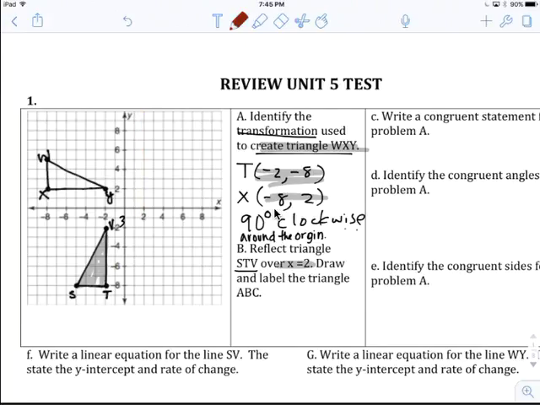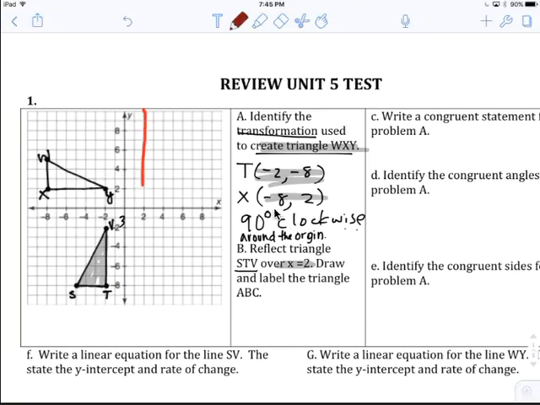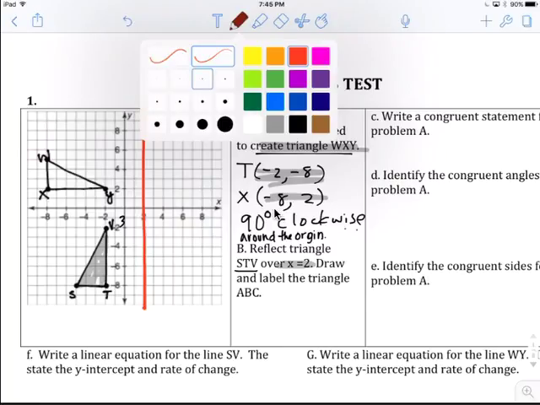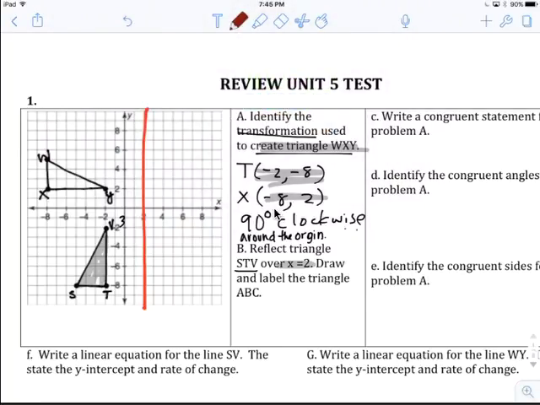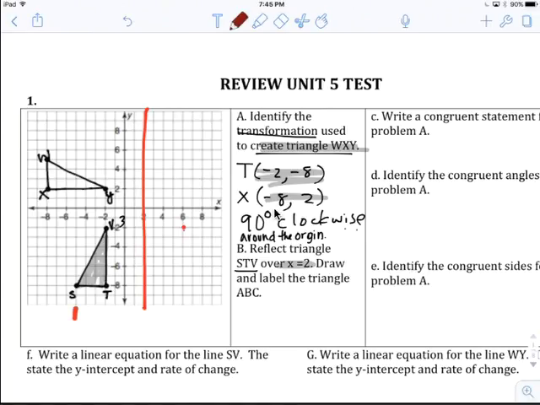Oops, let me draw that better. Right there. Okay, reflect over it, that's 4. So 4, right here is one of them. That's S, that's number 3. So label it C, right? That's number 3.